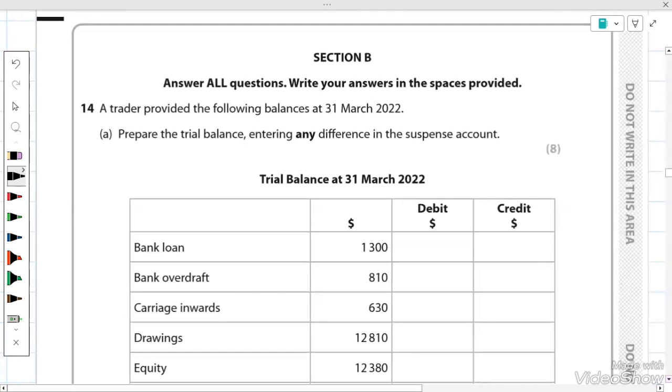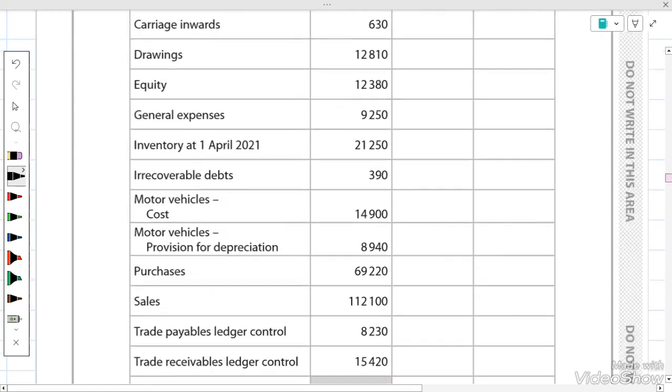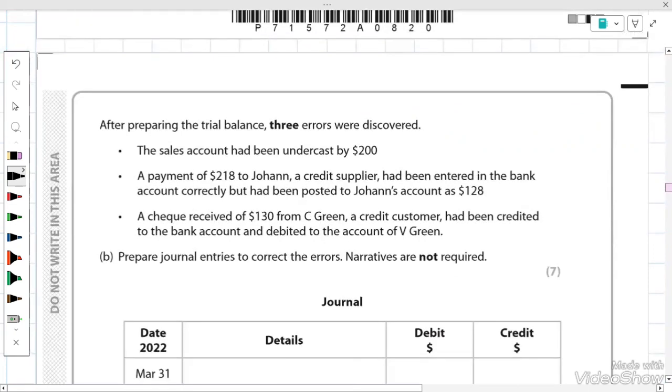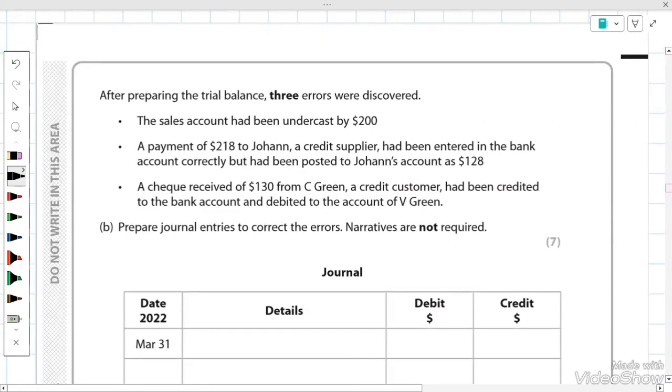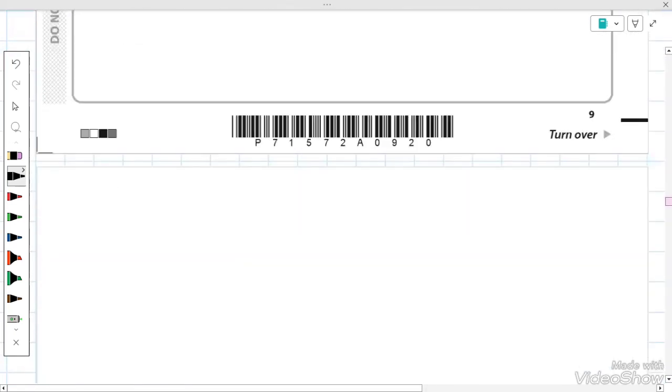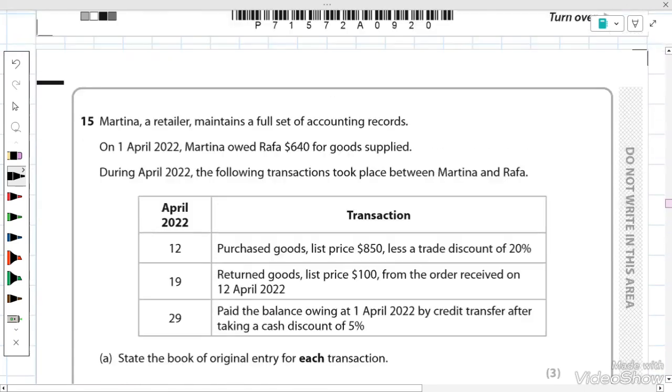Okay, so our trader provided the following balances on 31st March 2022. Prepare a trial balance, entering any difference in the suspense account. After that, we have to make the journal entries for the suspense account.